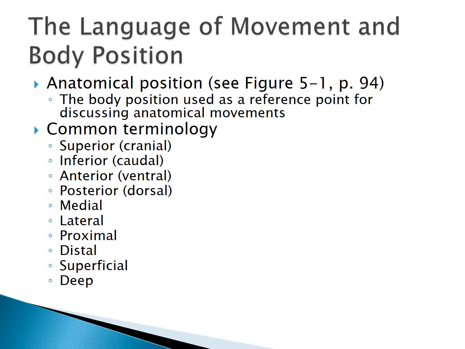Any discussion of movement and body position should begin with knowing the anatomical reference position. Figure 5-1 illustrates the anatomical position. To stand in anatomical position is to stand erect with your feet shoulder-width apart and your arms hanging relaxed at your sides, palms facing forward. The following terms describe the relationship of specific body parts to other parts of the body or objects external to the body. The following are common terms with which students should become familiar.